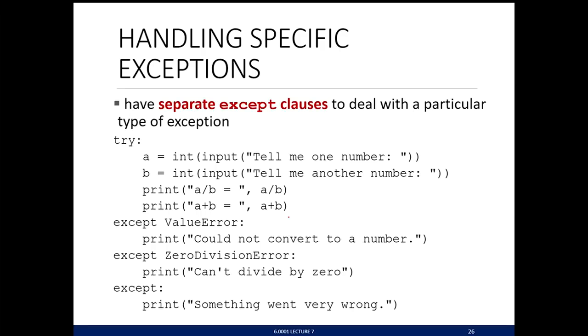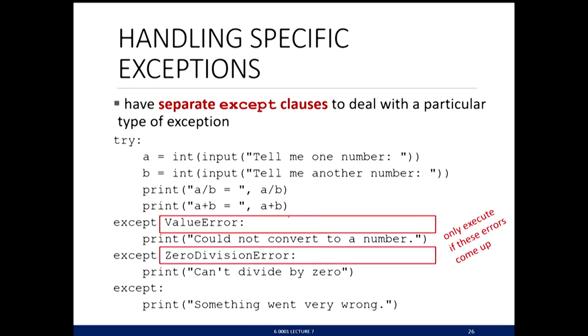If the user inputs a number for b such that we're doing a divided by b, that would give a zero division error. In that case, we're going to catch this other error here, this zero division error, and we're going to print this other message, can't divide by 0.